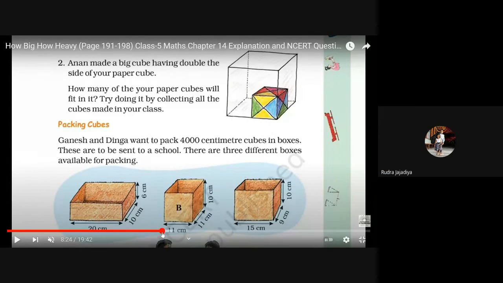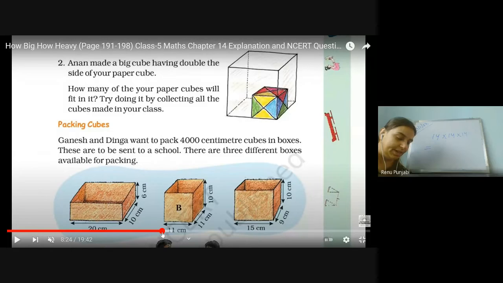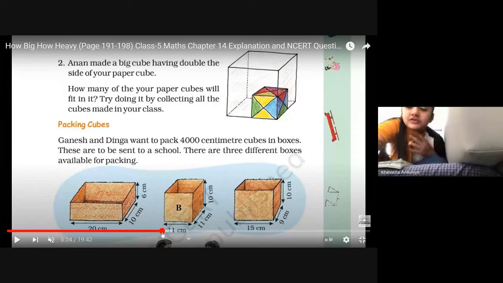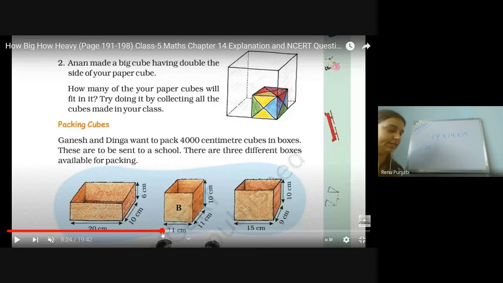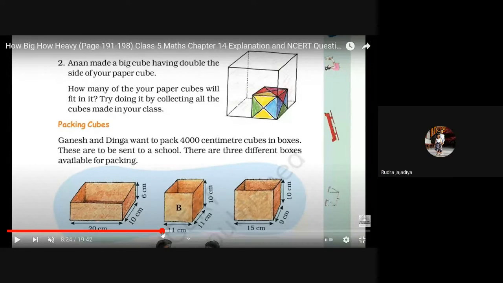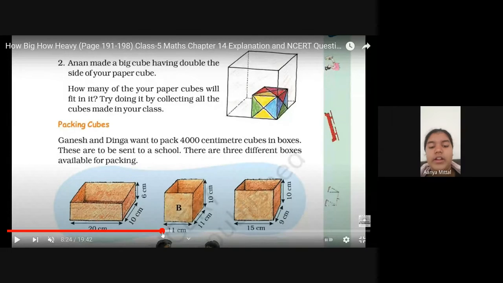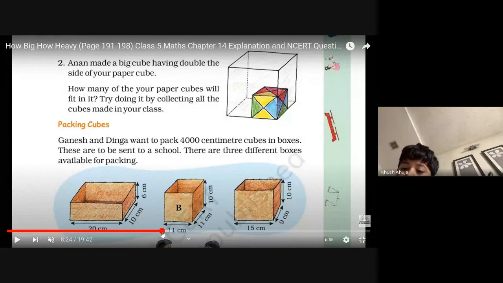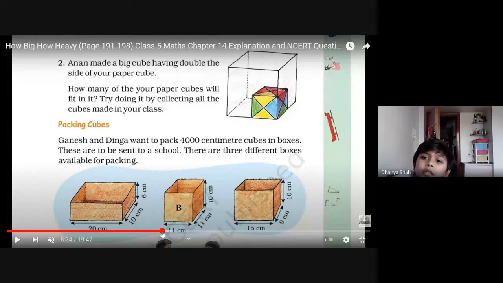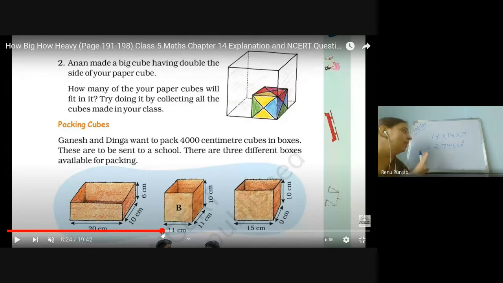Ma'am, it will be 2744. 14 multiplied by 14 multiplied by 14. So what is the answer? 2744. Yes, ma'am. Centimeter cube is the answer for the big cube. 2744 centimeter cube. Okay. So are you all agreed 2744 centimeter cube is the volume of the big box?